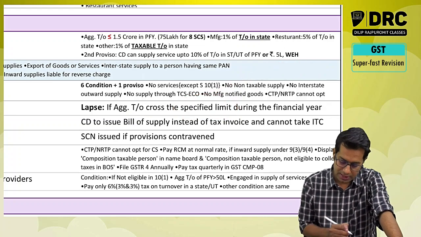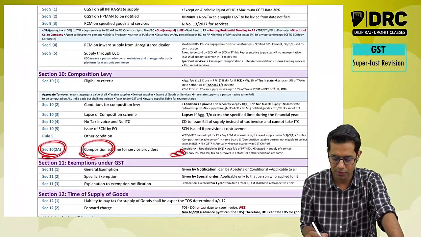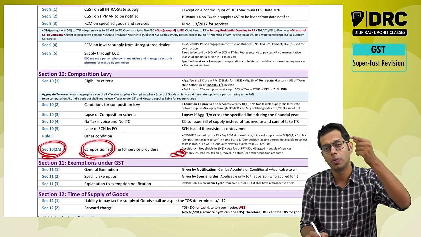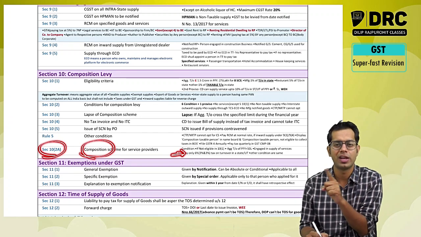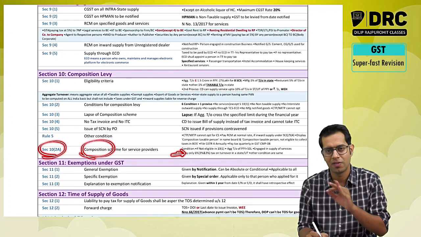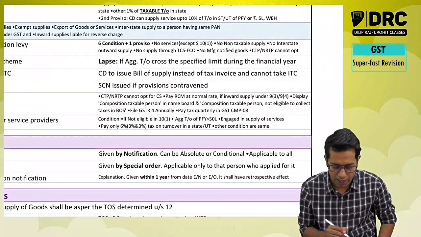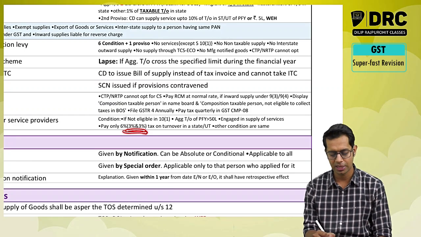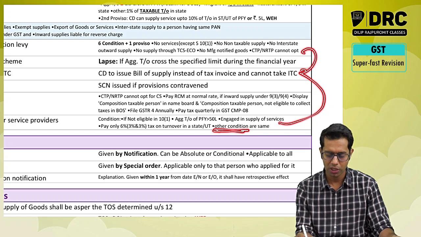Section 10 subsection 2A talks about the composition scheme for service providers. Section 10(2)(a) says that if you are a person who is not eligible to become a composition dealer as per section 10 subsection 1, and your aggregate turnover in the preceding financial year has not exceeded 50 lakh rupees, and you are exclusively engaged in supply of services other than restaurant services, then you can opt for the composition scheme as per section 10 subsection 2A, wherein you will have to pay a tax equal to 3% of turnover in the state, 3% CGST and 3% SGST, and other conditions which are applicable to a normal composition dealer will also be applicable to you.